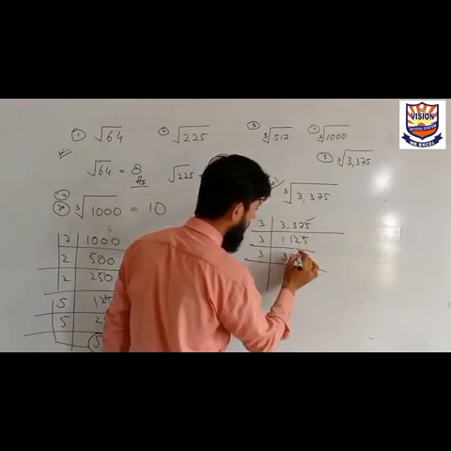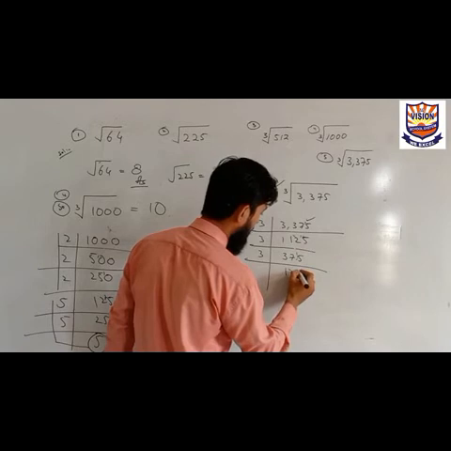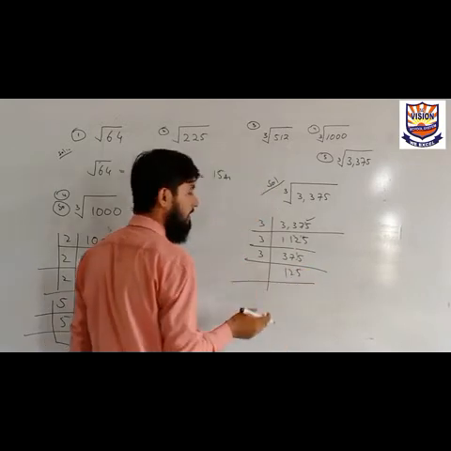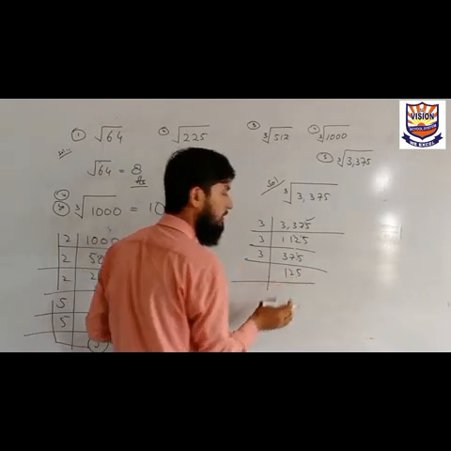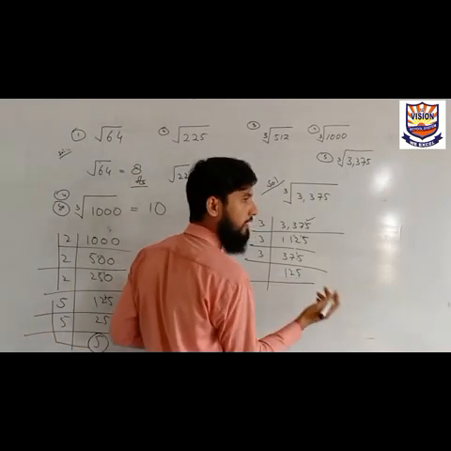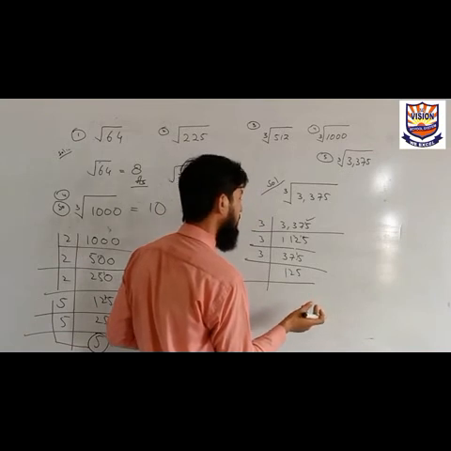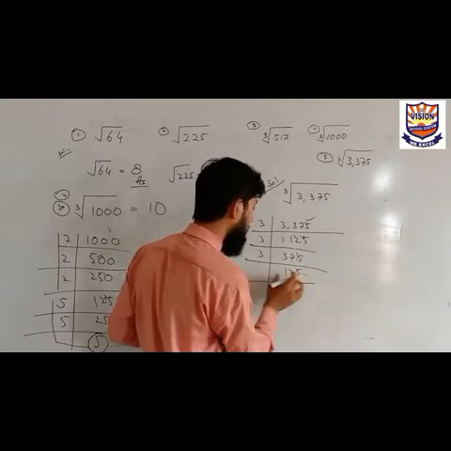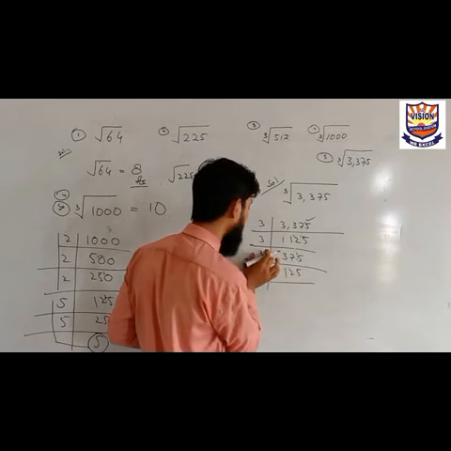Again this is divisible by 3, so 3 1s are 3, 3 2s are 6, again this will become 15, and 15 is divisible by 3. 3 5s are 15. Again we can check whether this number is divisible by 3 or not. 1 plus 2 is 3, 3 plus 5 is 8. 8 is not divisible by 3. So we will stop dividing this number by 3.